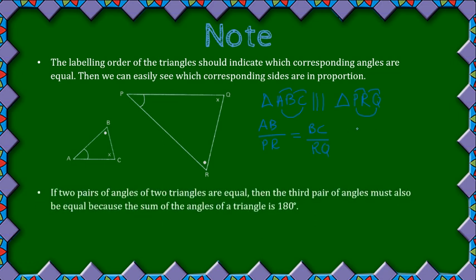The second note: if two pairs of angles of two triangles are equal, then the third pair of angles must also be equal, because the sum of the angles of a triangle is 180. So let's say we're only given that B and C are equal. We haven't been given anything about A and P. If we are given that two of the three angles are equal, then we know that the third one will also be equal. And we always state the reason: third angle of a triangle.